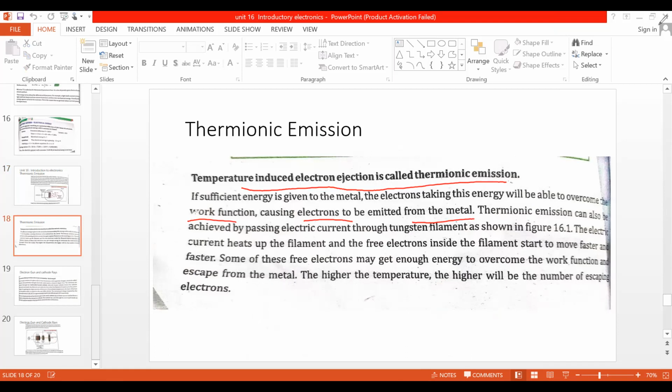Thermionic emission can also be achieved by passing electric current through a tungsten filament. We have discussed in the previous diagram that we are using the tungsten filament, and when we supply the voltage to this tungsten filament, this voltage produces a current, so this current will heat up this filament and it will be helpful in getting the electrons to leave the tungsten filament.